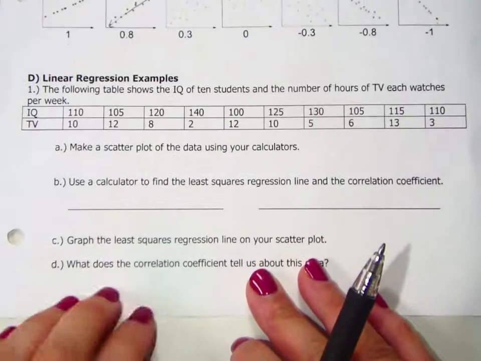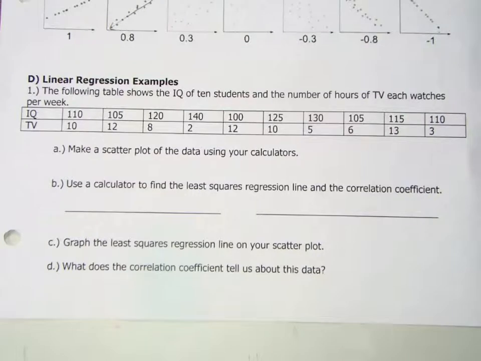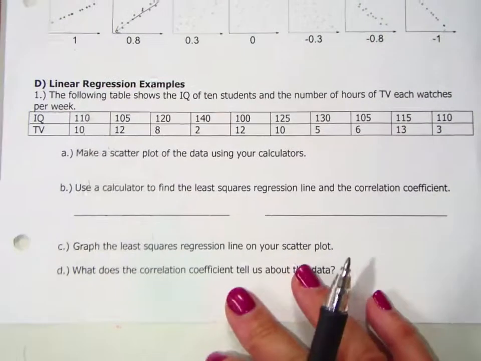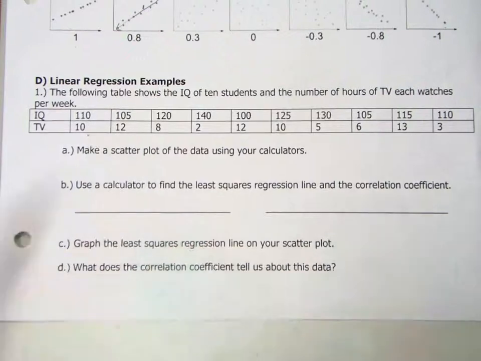Okay, the example we have says the following table shows the IQ of 10 students and the number of hours of TV each watches per week. So we have the IQ, the corresponding hours of TV watched. Part A says make a scatter plot of the data using your calculators.